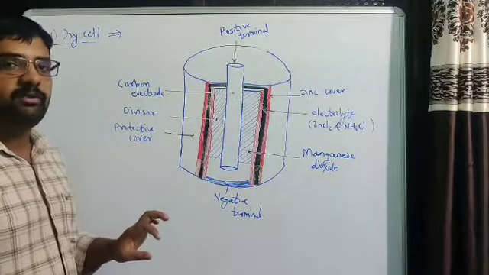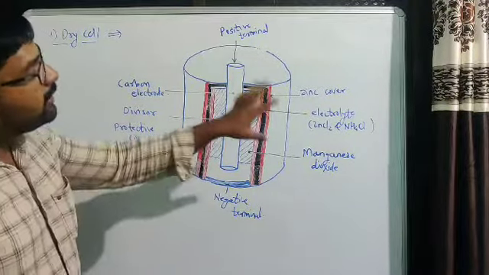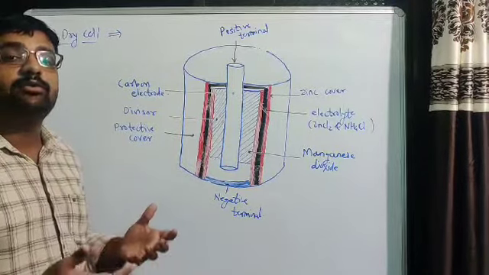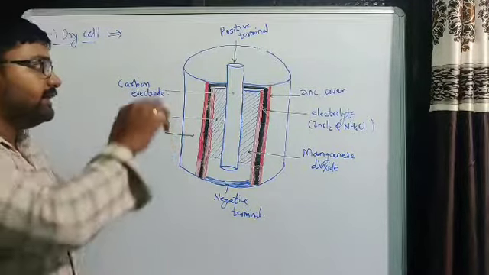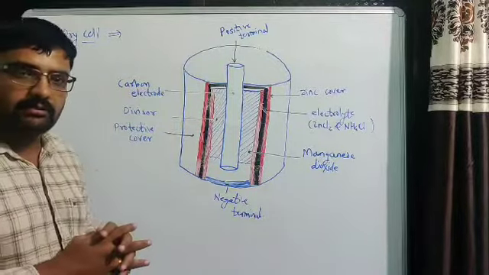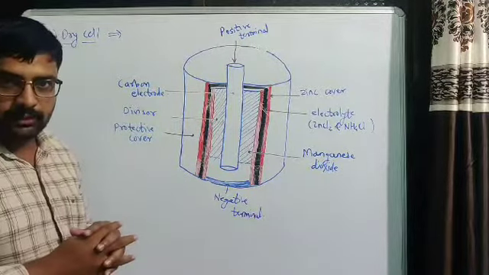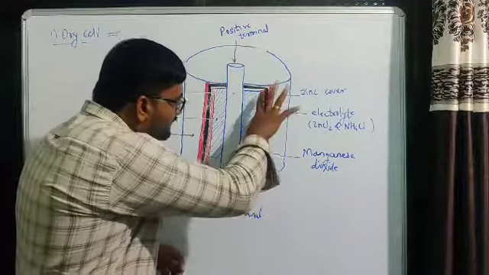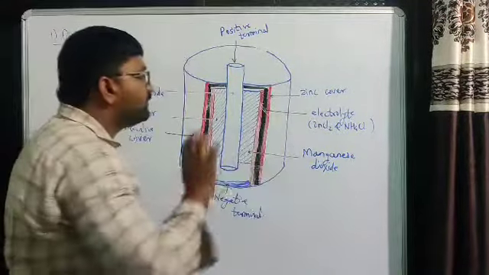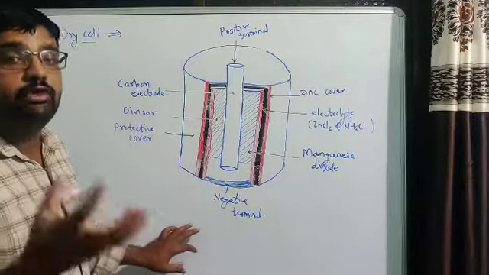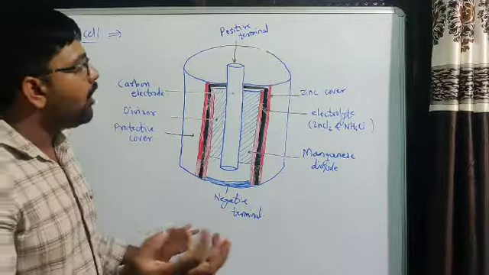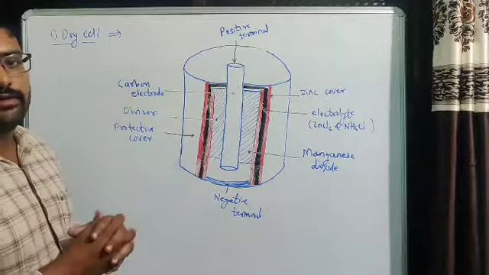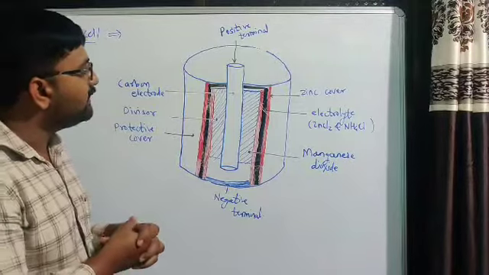What is the importance of the electrolyte? In the electrolyte, positive and negative charges are there. We saw the definition of electric current: flow of charge. So we need charges, and these charges are present in this electrolyte substance. It is actually a wet pulp of zinc chloride and ammonium chloride, in which positive and negative charges are present.